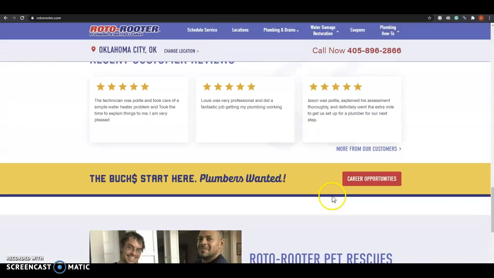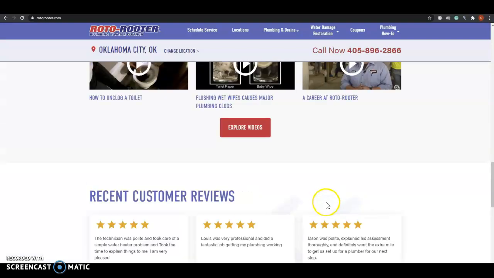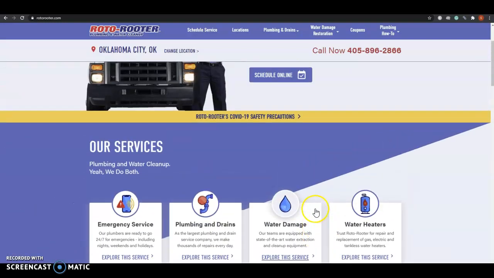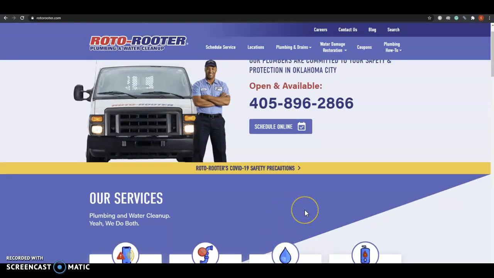So number two is Roto-Rooter. We take a look at their website, same thing, not very much content. They have about 330 words. Images not saved as keywords. So, boom, one and two. Easy ways to beat them out: content, images saved as keywords.